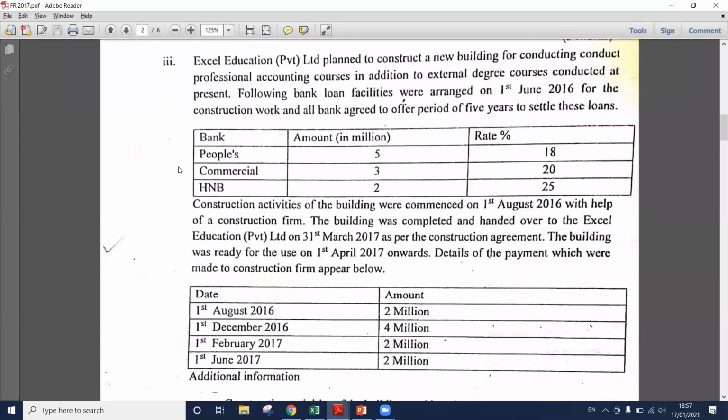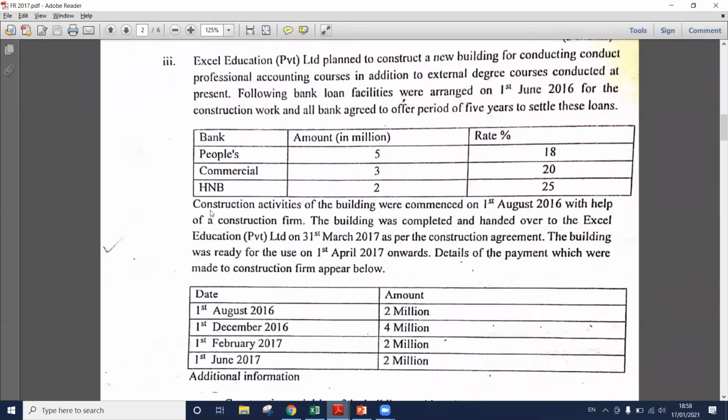See here, from People's Bank we have obtained a loan of 5 million at a rate of 18%. From Commercial Bank we have obtained a loan of 3 million at 20%. From HNB another 2 million at 25%. From 3 different banks, 3 different amounts at 3 different interest rates. That's all. But here the situation is different.